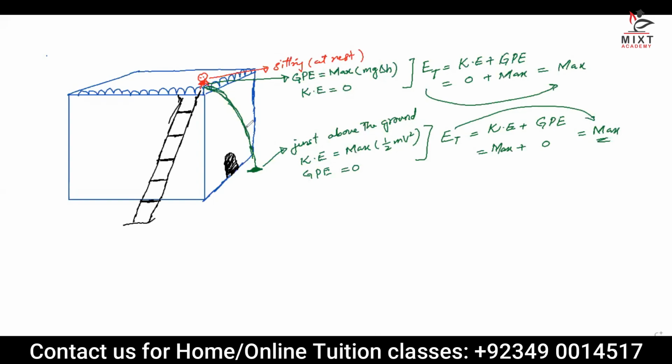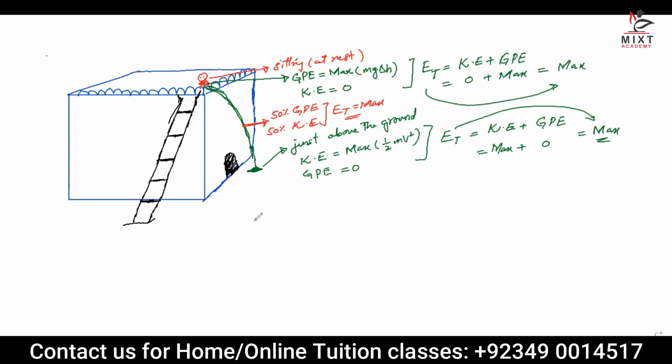If you study somewhere in between, you will find that 50% of your energy will be gravitational potential energy and 50% will be kinetic energy, but the total energy will be the maximum even at the middle. So the energy will be in equilibrium in the middle. Equilibrium means they start converting from one form to another form.